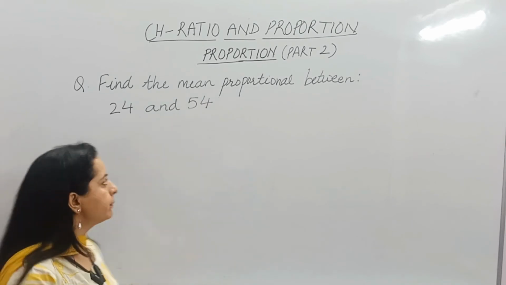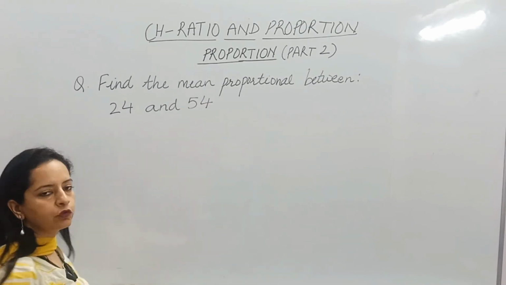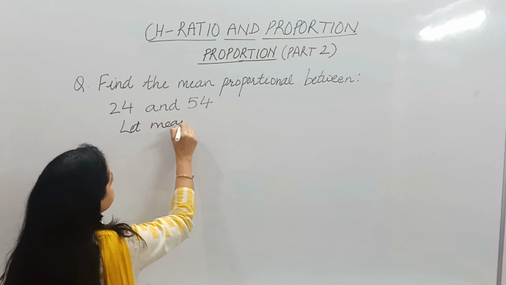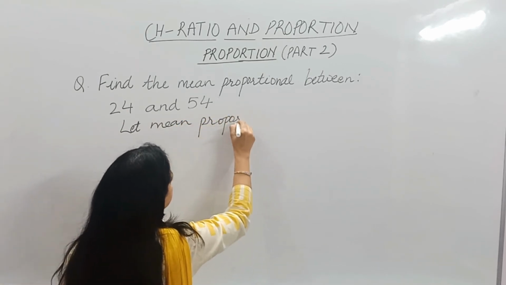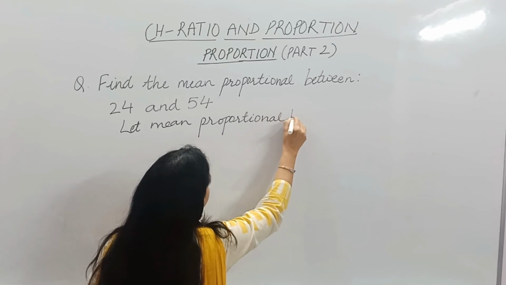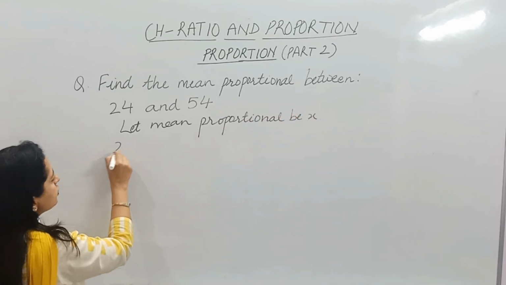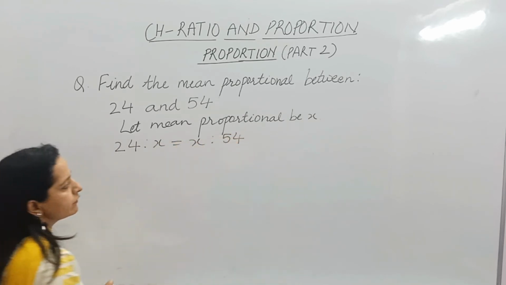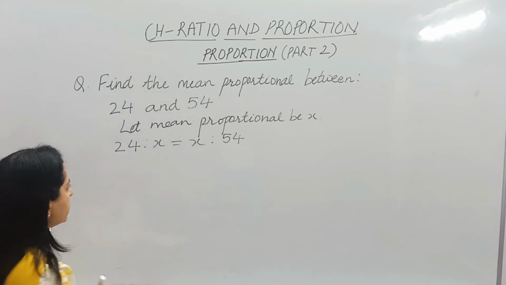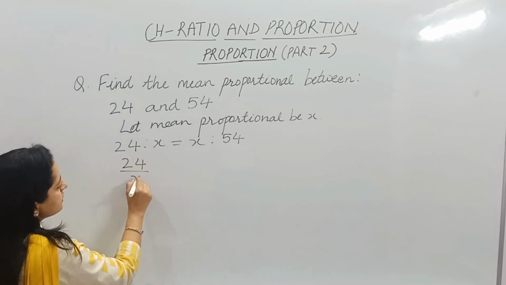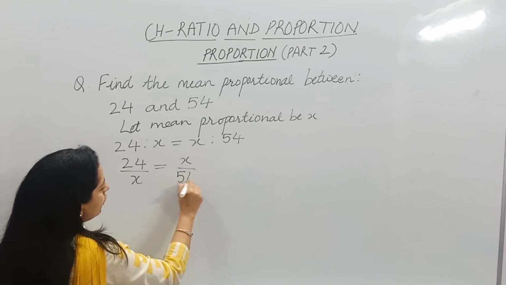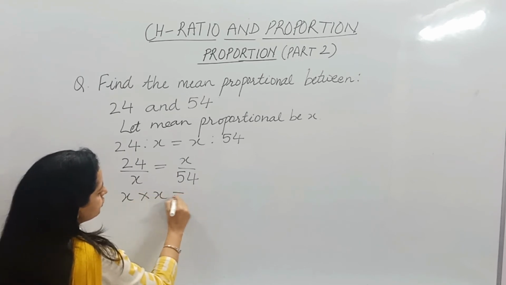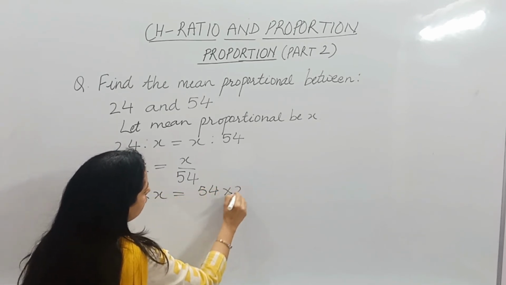Now let us find the mean proportional between 24 and 54. We will assume the mean proportional to be x. So we say let the mean proportional be x. So we will have 24 ratio x is equal to x ratio 54. Again we can use the formula, or without using the formula we can do. So 24 upon x is equal to x upon 54. We will cross multiply them and we get x into x is equal to 54 into 24.